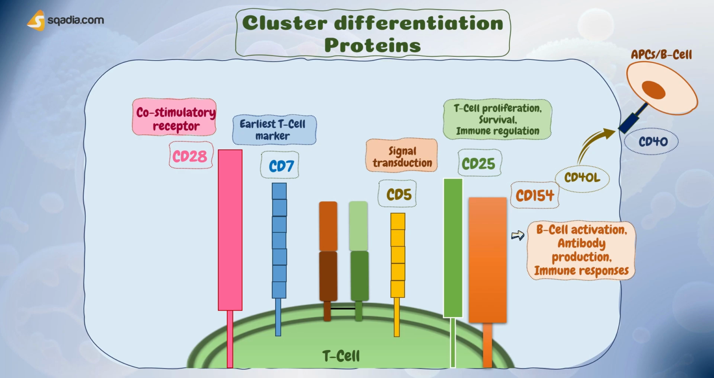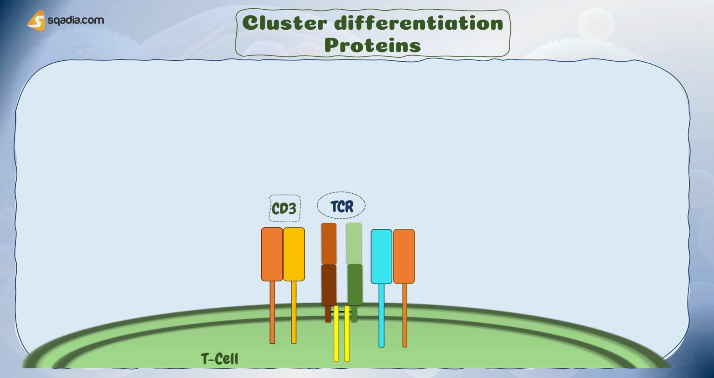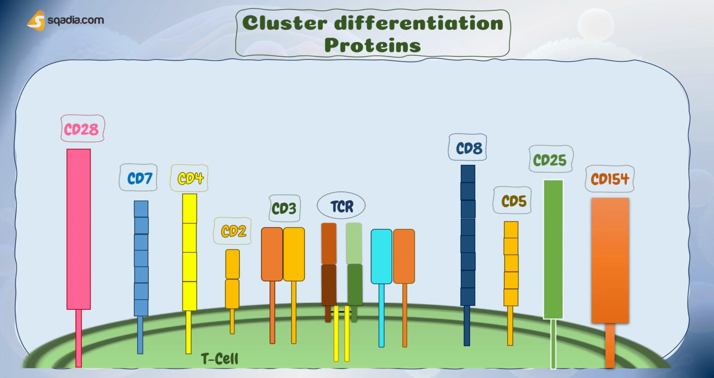So, this was all about the cell surface differentiation molecules that are associated with T cells, or simply T cell antigens. We can't discuss all of them, but here we tried to cover all the main and important T cell antigens, such as CD3, CD4, CD8, and some relatively less important ones, such as CD5, CD25, CD28, etc.